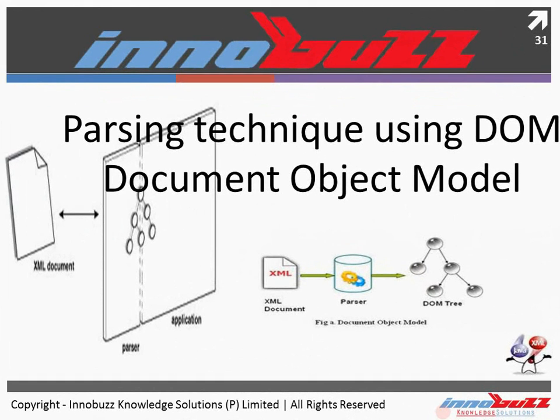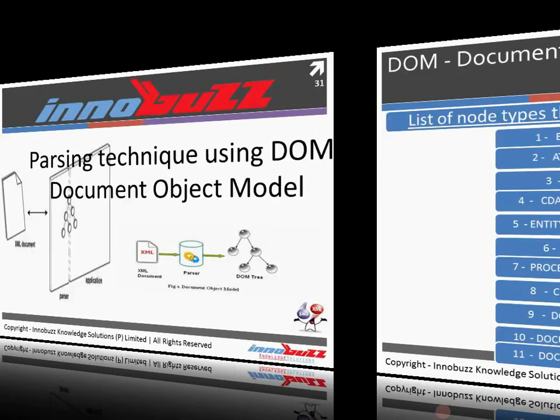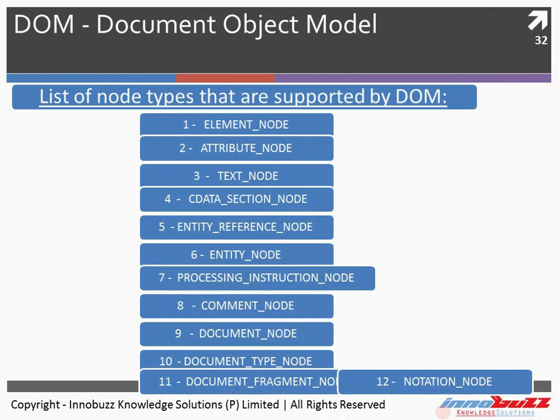Let's see the parsing technique using DOM, that is Document Object Model. Before the parsing demonstration, it is important to know that we get return types, that is node types, when the XML is parsed using Document Object Model. So these are the values.